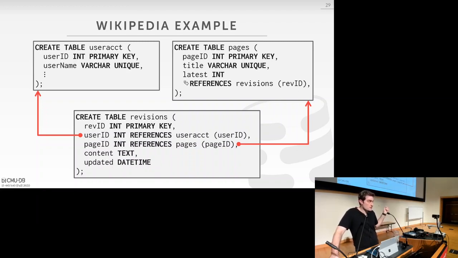User ID references the user account table, and page ID references the pages table. And I'll point out there's one other cyclic reference here, from pages back to revisions. Basically, it's an optimization that Wikipedia does: if you want to get the most recent revision for a page, they store it right in the page.